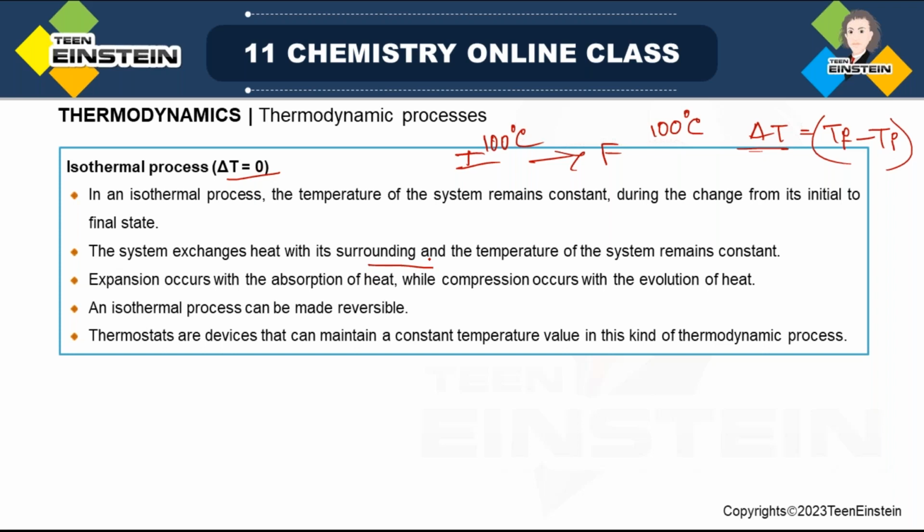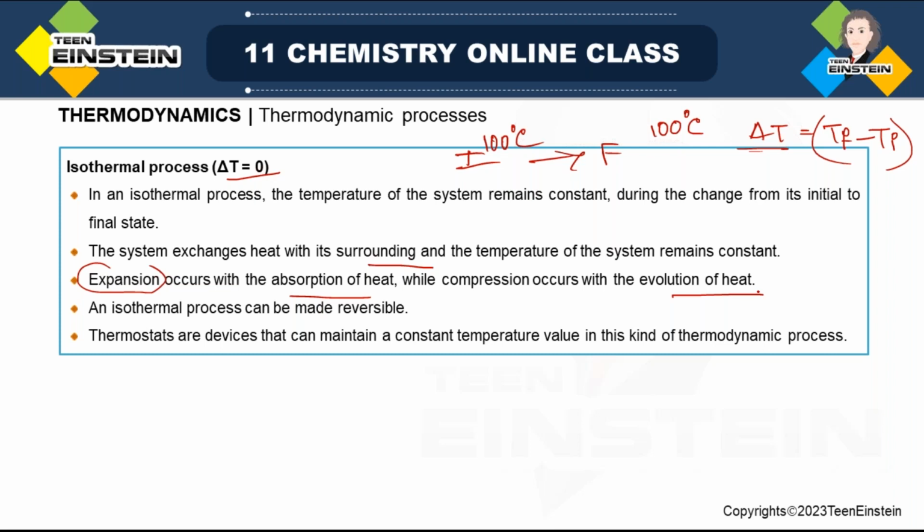Now under this case, expansion may occur. Suppose there is some gas you have taken in a container and the wall is flexible. So expansion can occur when there is absorption of heat. And compression can occur, that is the opposite process. Volume of the gas will decrease with evolution of heat. That means heat is exchanging with surroundings. That is possible. Now an isothermal process can be made reversible also.